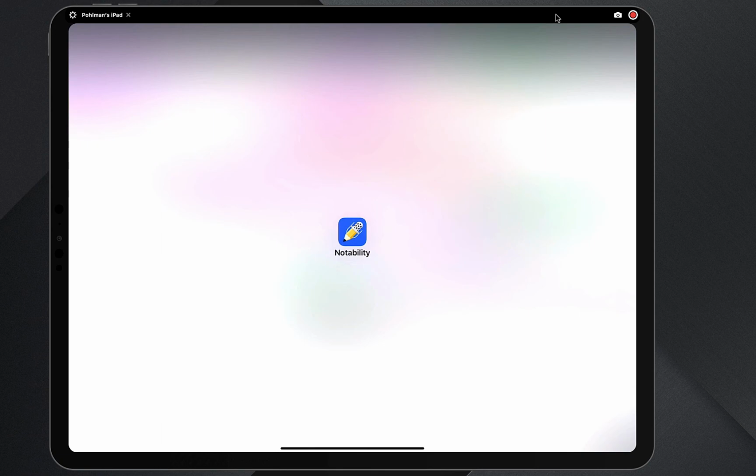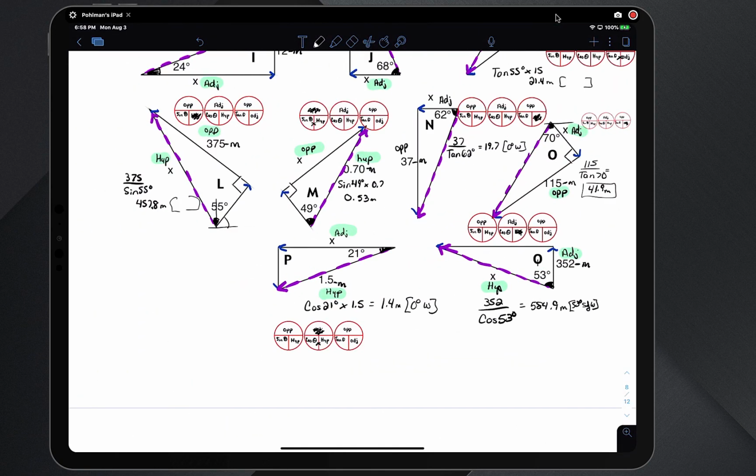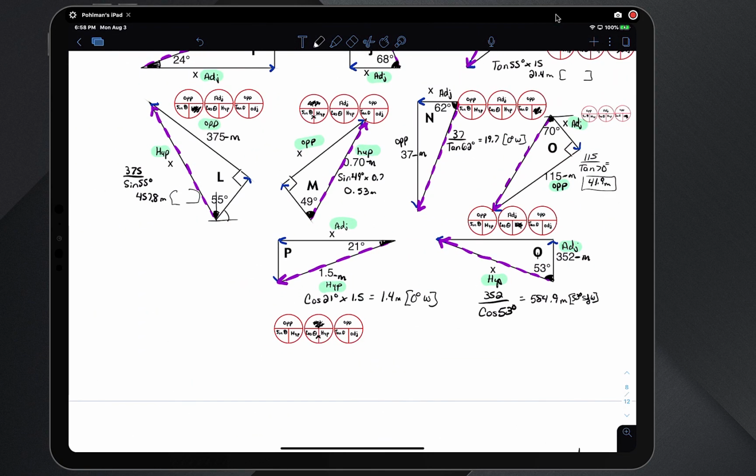Now, we just went through and answered all of our problems. What you have to do now is take a snapshot and submit those pictures to Schoology in order to get credit. All right? If you had any problems, make sure that you ask and I'll work you through them. All right? Take care.